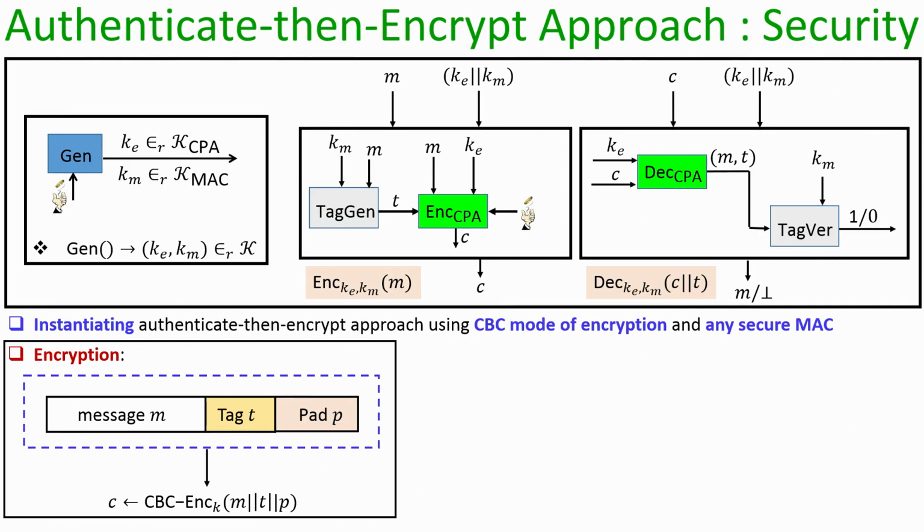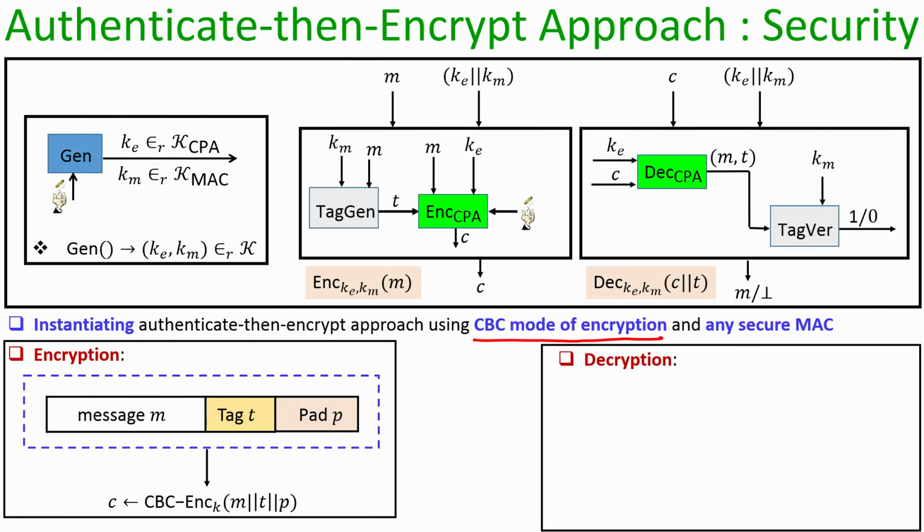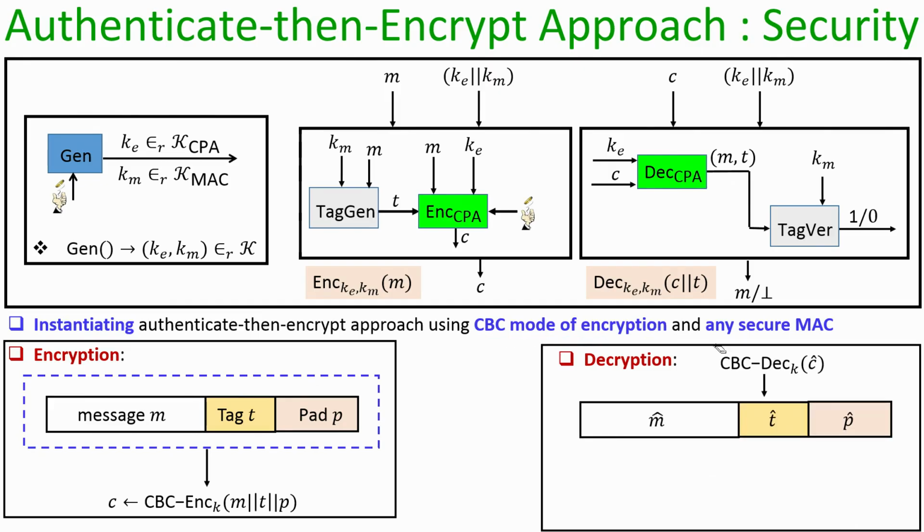So, that is how the ciphertext will come out in the composed scheme as per the Authenticate-then-Encrypt approach if we use the CBC mode of encryption to instantiate the underlying CPA secure encryption scheme. On the decryption end, if we obtain a ciphertext C, we first decrypt as per the CBC mode of decryption, and on decryption whatever we obtain, we treat it as message followed by tag followed by the padding.